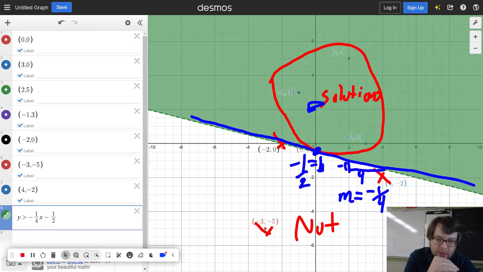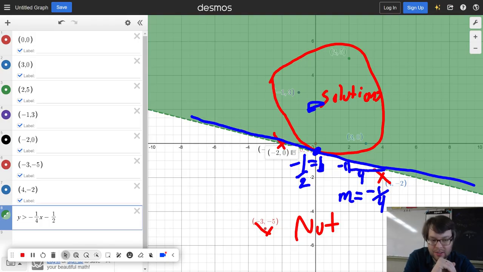Notice what happens when I did greater than. Desmos knew greater than means you cannot equal the boundary line. So the boundary line is dashed, which is showing that this point, -2, 0, is not actually being shaded in. -2, 0 is on the boundary line, but it is not a solution because it's not shaded in.